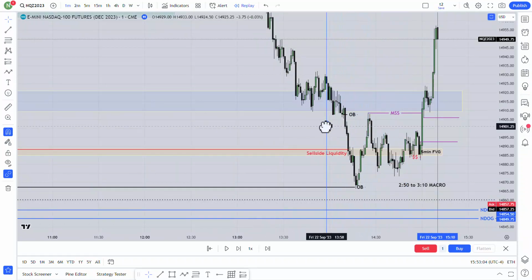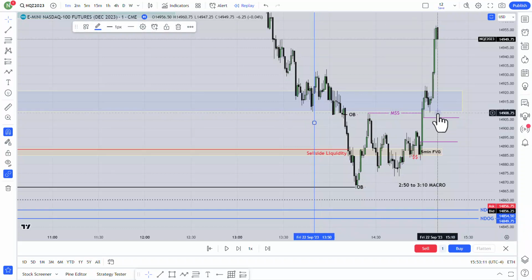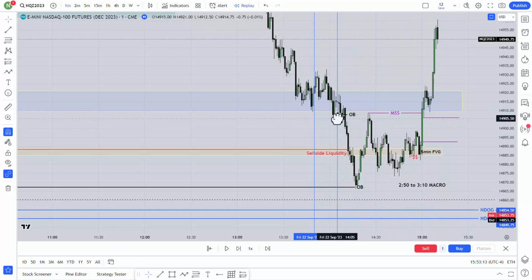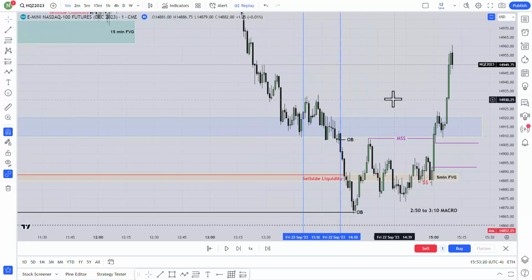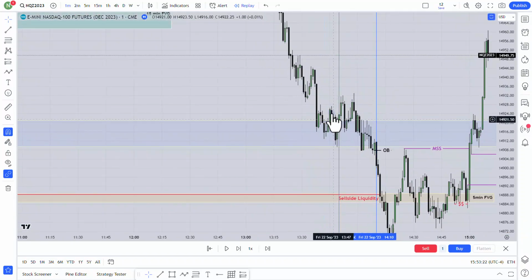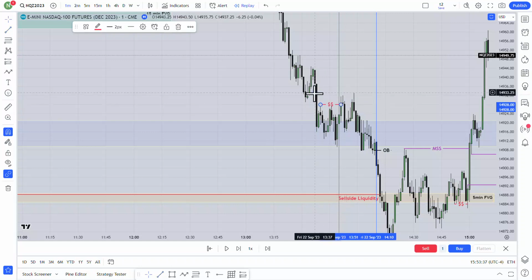Let me actually mark the time. This is 150. This is 210. Sorry, 210. Okay. So when price came here, what it did, if you see closely, it has made some highs over here. I just mark this one. Please don't forget about this fair value gap.